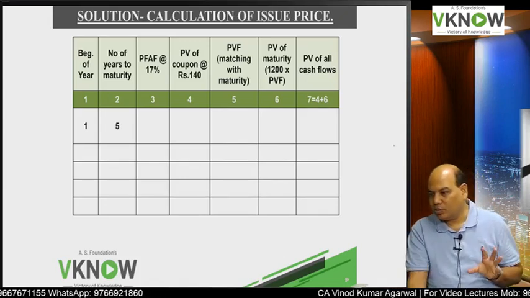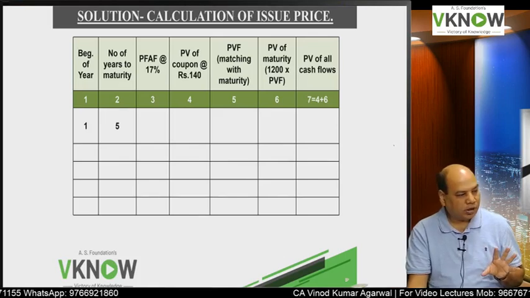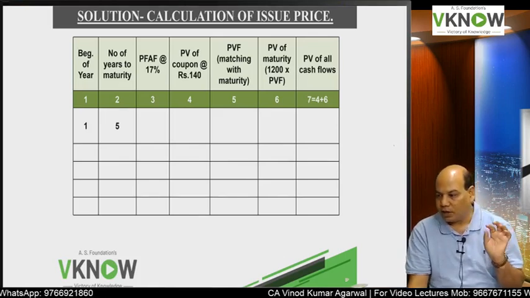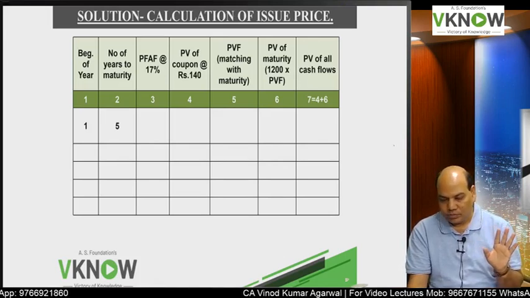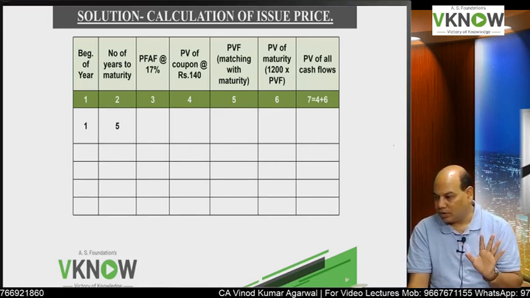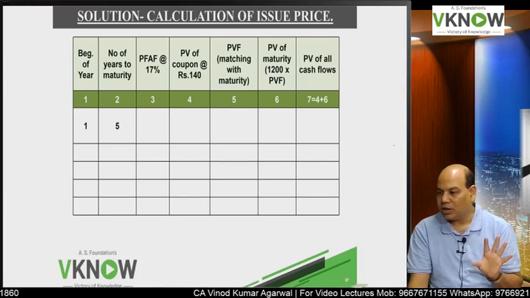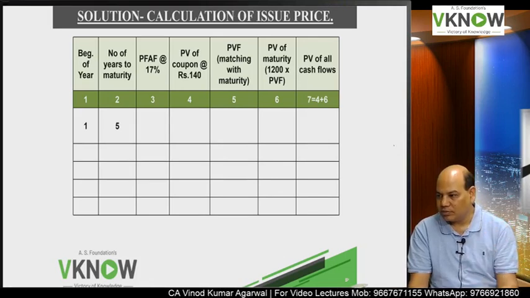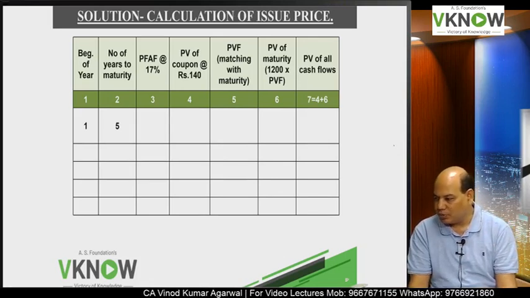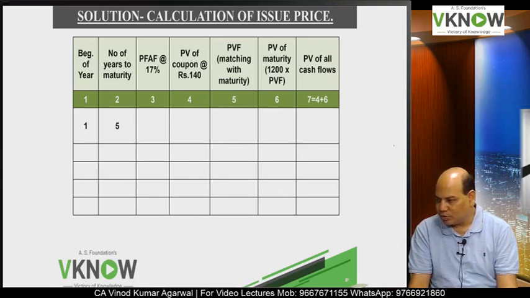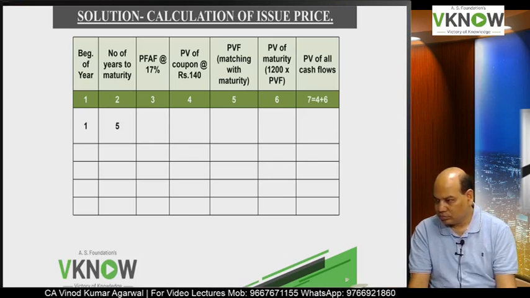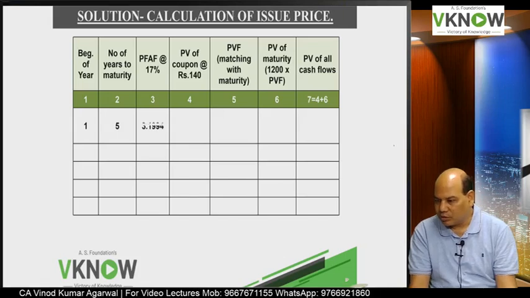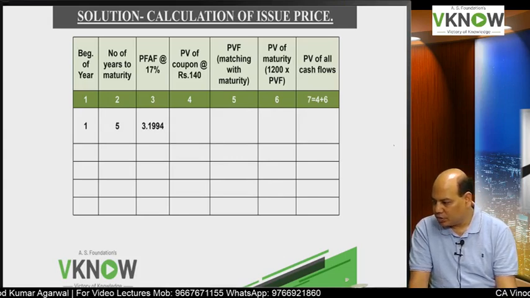If I have to value the bond at the beginning of year 1, the number of years to maturity is 5. Years 1, 2, 3, 4, 5 are remaining. So tell me the annuity factor at 17% for 5 years. Try: 1 divided by 1.17, equal to, memory plus, equal to, memory plus, 5 times. Then memory recall. So what is the factor? You are getting 3.1994. Is it right? Yes.